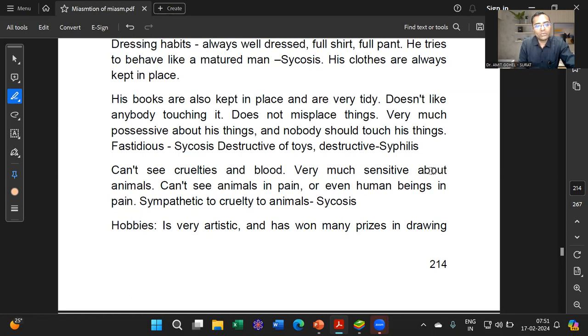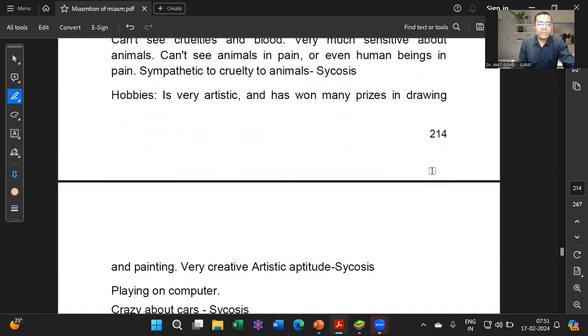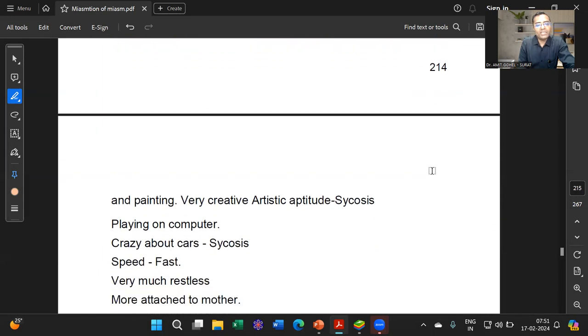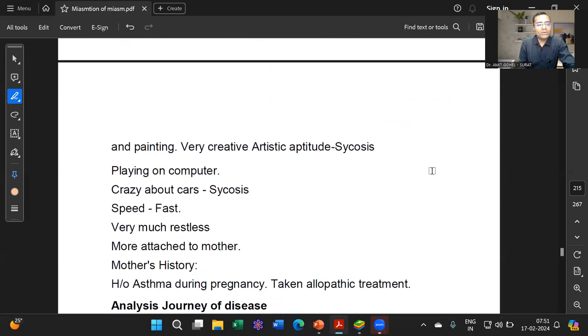So sympathetic to the cruelty to the animal. This is psychosis. Hobbies: he is very artistic and has won many prizes in drawing and painting. Very creative artistic aptitude is psychosis. Creative imagination is psychosis. Now, playing on the computer, crazy about the car, psychosis. Anything which gives you a vanity, anything which gives you good things, is psychosis.